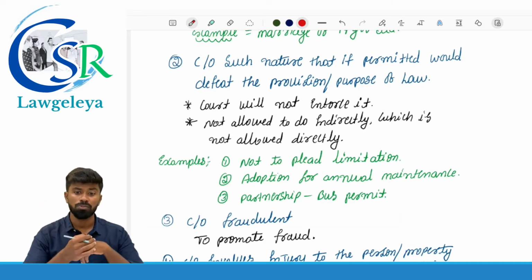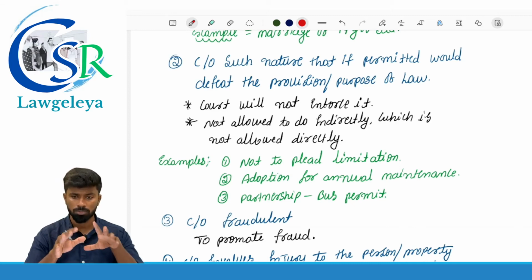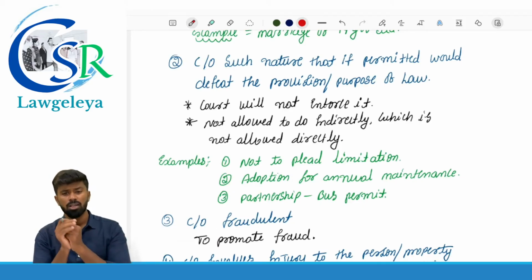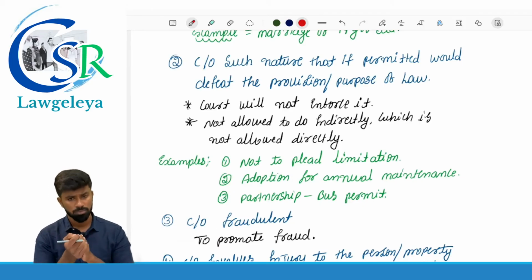Next one, adoption for annual maintenance. See, as per Hindu law, Hindu Adoption Act, there can't be any consideration for adoption. What if a person has indirectly promised to pay some maintenance? Valid? Not valid.